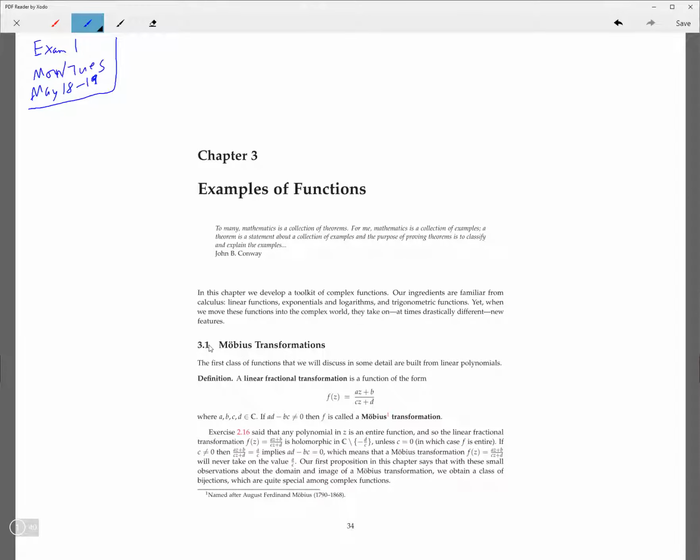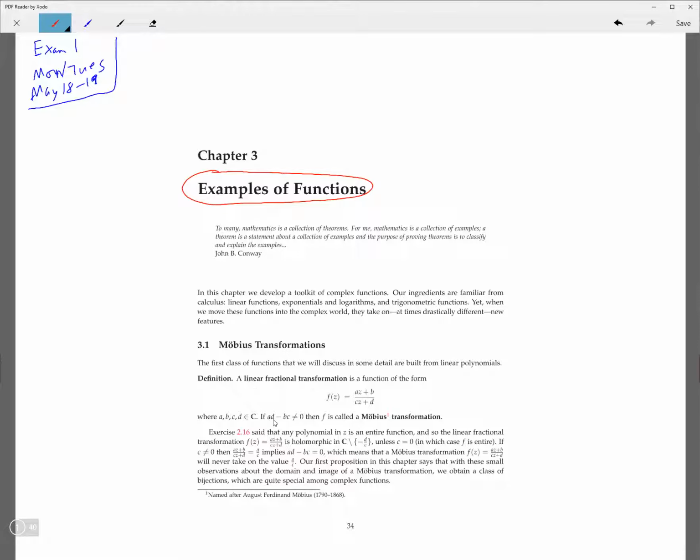Okay, so chapter 3 is great. It's examples of functions. Wow, examples. And so here are the different functions. Okay, so the first of all is the Mobius transformation. It's also called a linear fractional transformation.